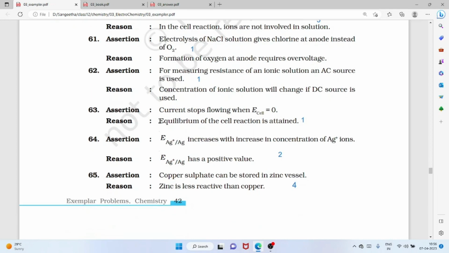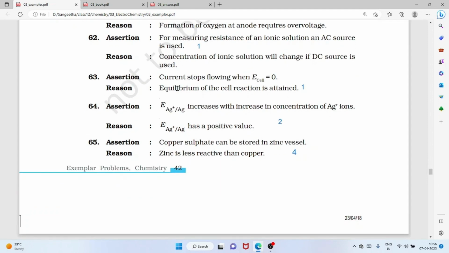For measuring the resistance of an ionic solution, an AC source is used. Yes, correct, only an AC source is used. The concentration of the ionic solution will change, the composition will change, if a DC source is used. These both are correct, reason and assertion. Current stops flowing when E cell is zero. It is equilibrium. Both are correct.